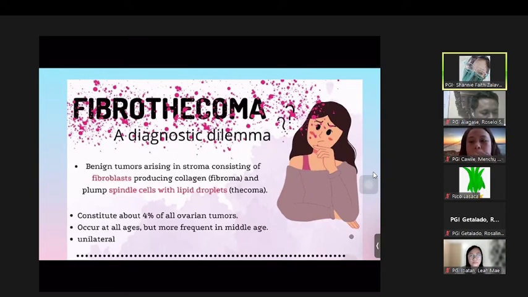So these tumors occur generally in older menopausal patients. However, some authors report two peaks of frequency. The first peak of onset is after menopause, and the second peak of onset is between 20 and 40 years old. It constitutes about 4% of all ovarian tumors, and according to study, it is usually unilateral in 90% of cases with an average diameter of 6 centimeters.